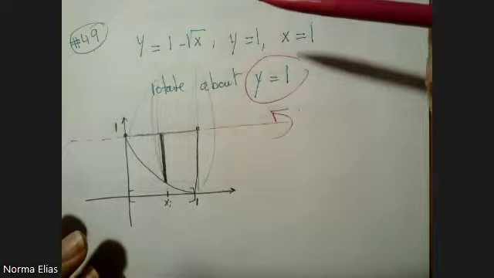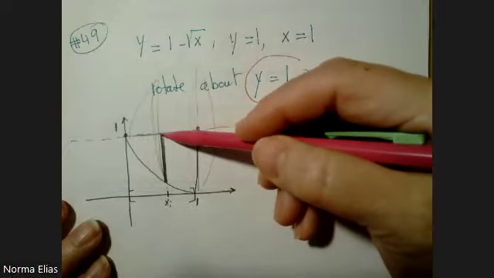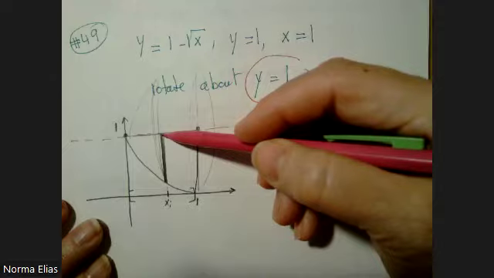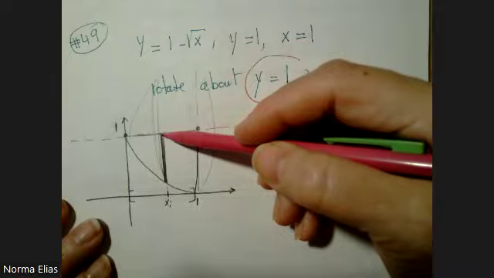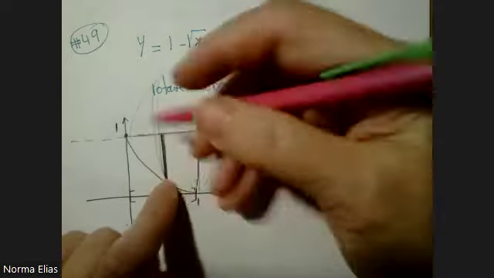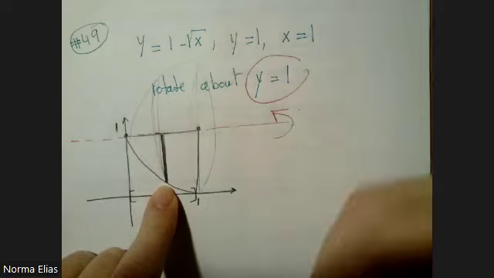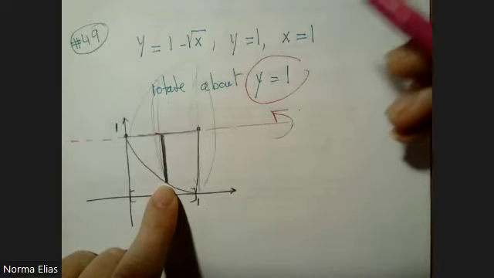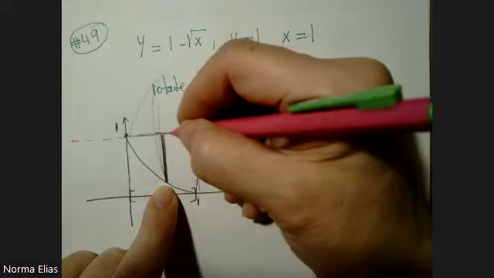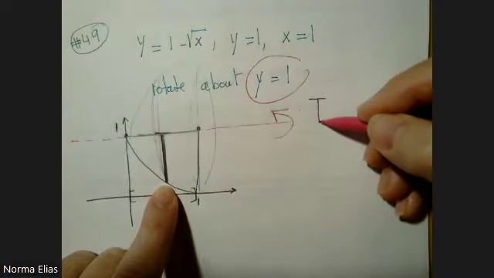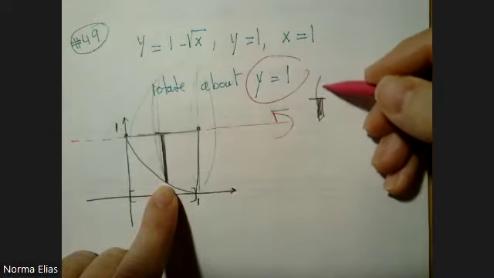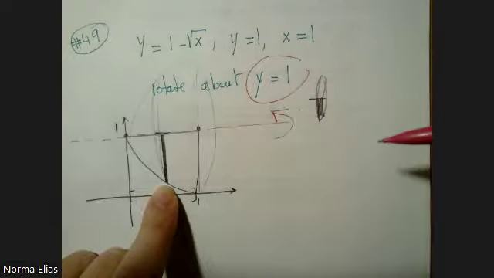I ask my question again. When you rotate this around the line y equal to 1, do you get a disk or a washer? A disk. Absolutely a disk, because this rectangle is touching the axis of rotation. So no, it's not a washer. We are getting a disk. It's touching the axis of rotation. So when you rotate it, you're actually going to get a disk, not a washer.